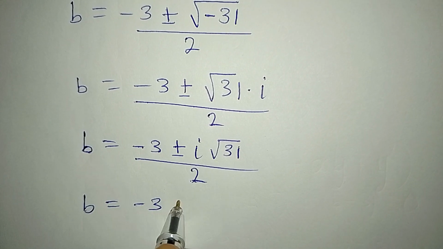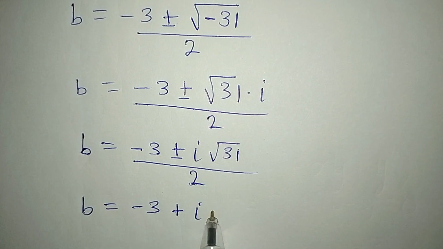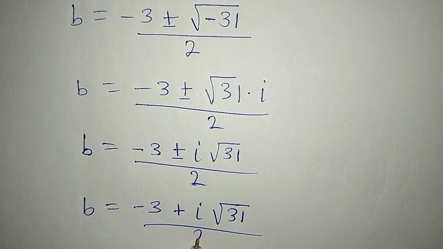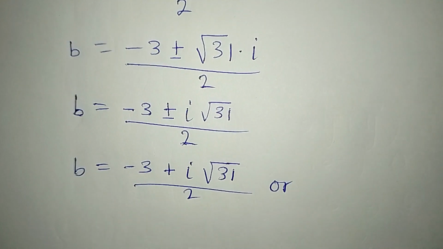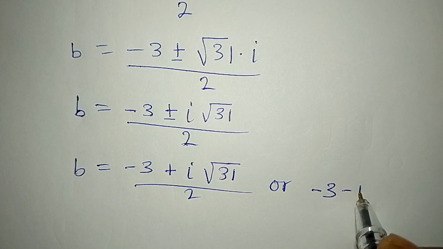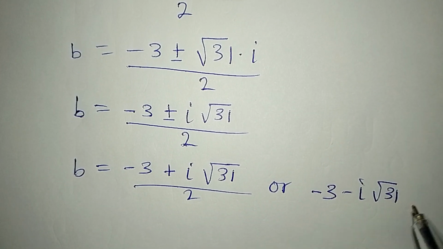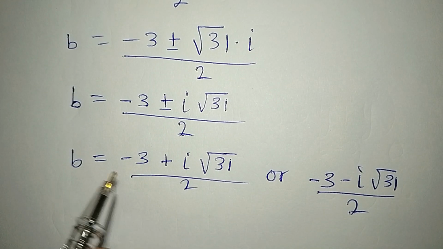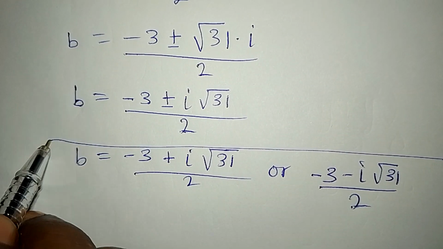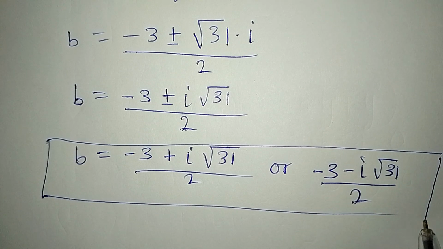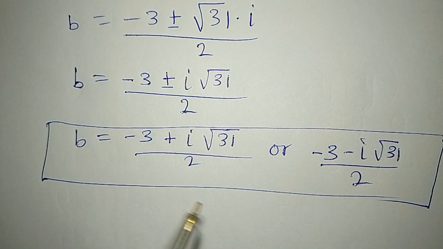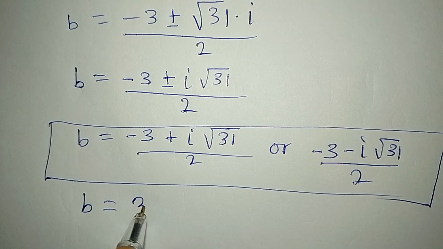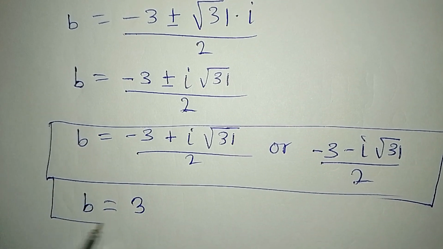Remember, this is a 2-in-1 solution, so if we like, we will say that b is equal to minus 3 plus i square root of 31 over 2, or minus 3 minus i square root of 31 over 2. So these are the two solutions from that quadratic equation. And before this time, we already had b to be equal to 3. So these will now be the three solutions.